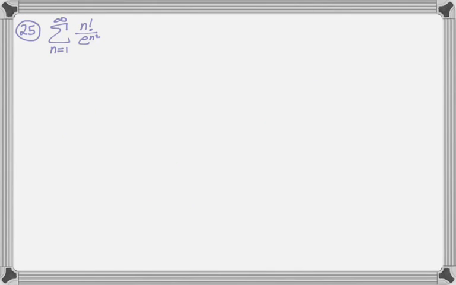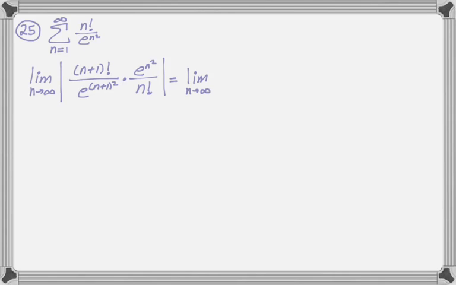So we have the sum from 1 to infinity of n factorial over e to the n squared. So I see a factorial, so I'm going to use the ratio test and see what happens. So it's the limit as n approaches infinity of the absolute value of the n plus first term, so I'm going to replace every n I see with n plus 1. So quantity n plus 1 factorial over e to the quantity n plus 1 squared times the reciprocal of the original, so times e to the n squared over n factorial. Okay, so it's the limit. We can drop the absolute value because everything's positive.